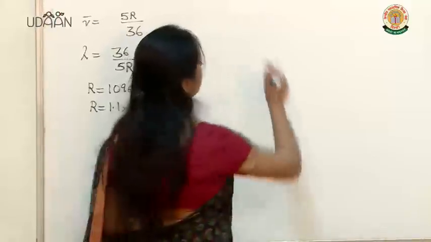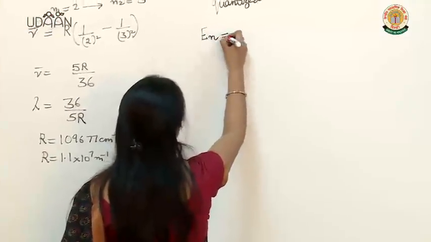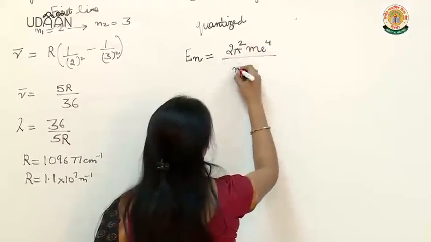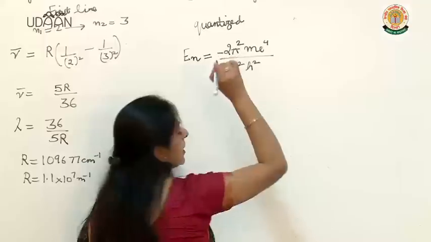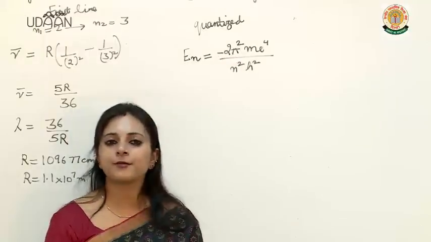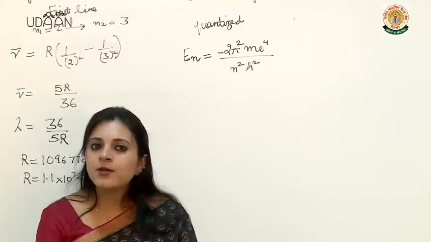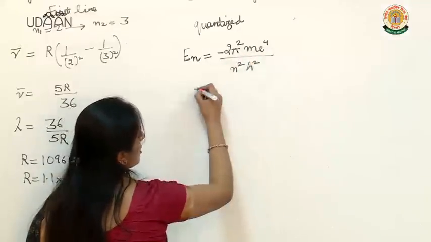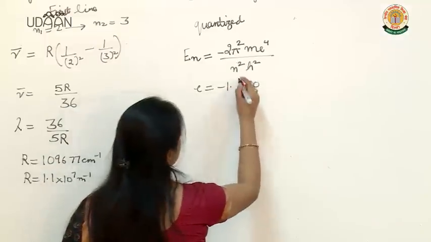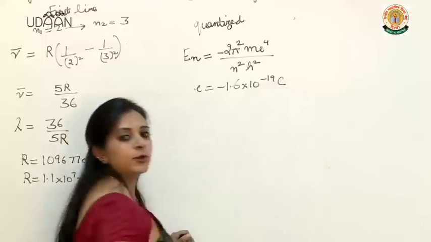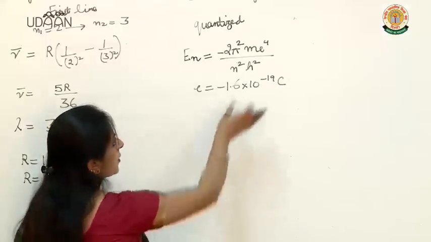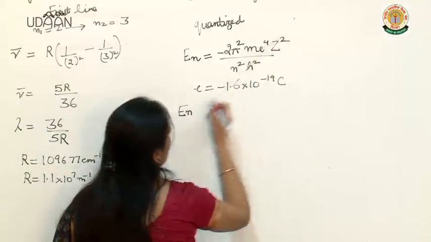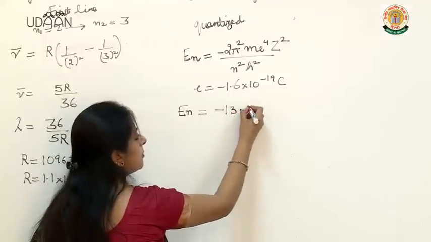Now there is a formula by which we can find out the energy: 2 pi square me4 upon n square h square, and this energy is always negative. Electronic energy is always negative. Mass, we all know, is the mass of the electron. We know the charge on the electron, minus 1.6 into 10 raised to the power minus 19 coulombs. We know the value of Planck's constant h also. So when we substitute all these fixed values, I am left with the formula, and in different units I will get the formula.